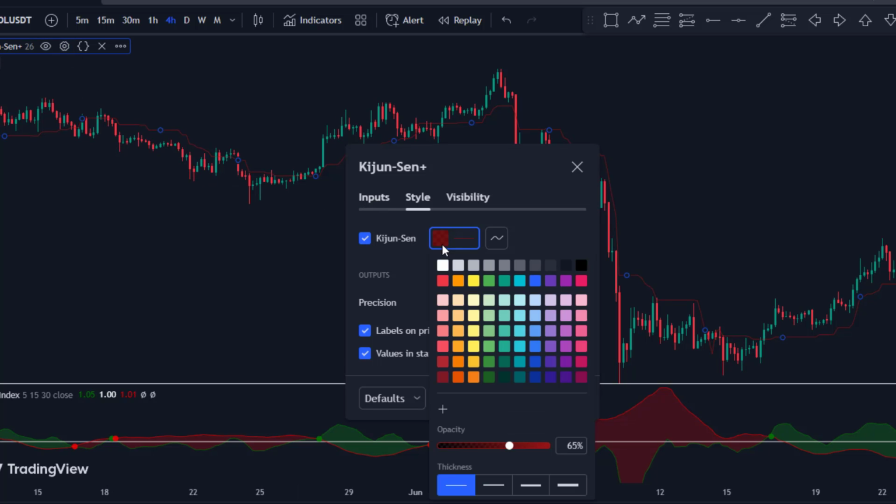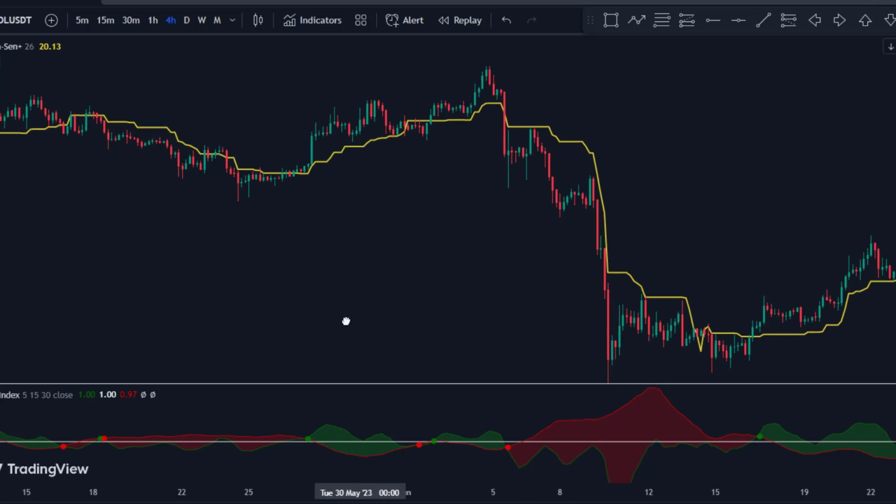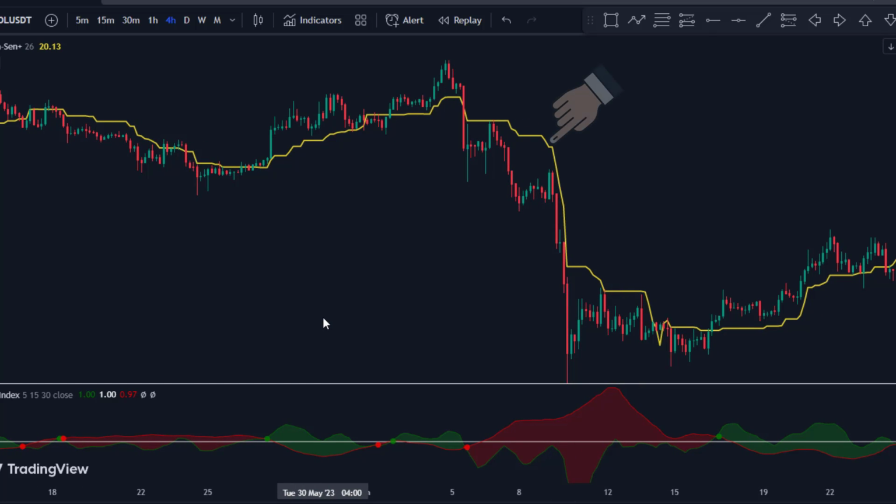On style setting, change the color to any color of your choice, but here we are going to select yellow for clear appearance on the chart. On how the indicator works, when price is on downtrend, the indicator will be above the candle. And when price is on uptrend, the indicator will be below the candle.